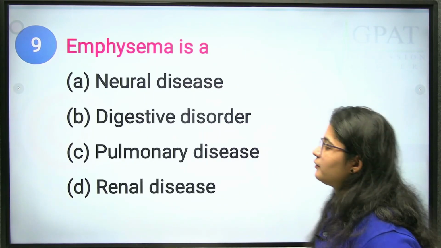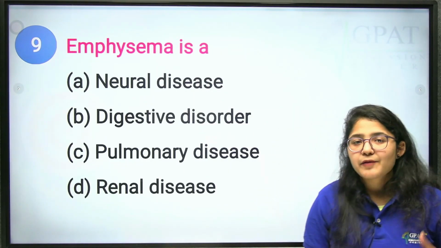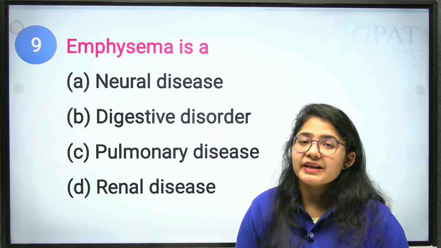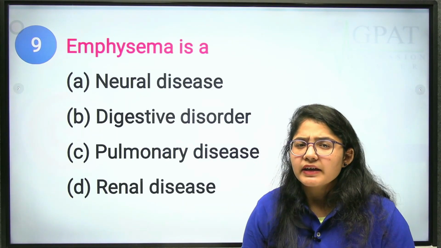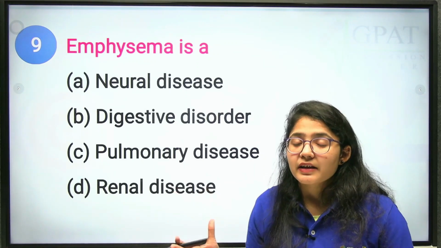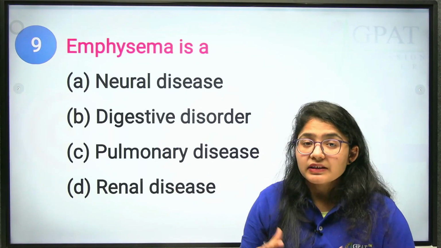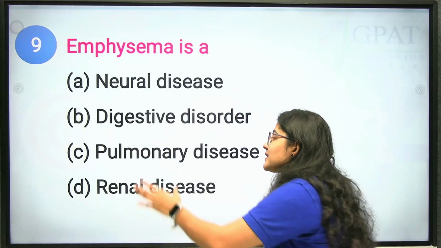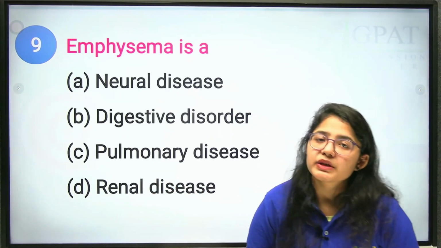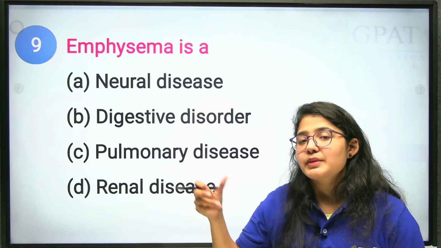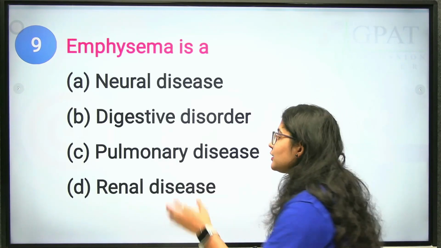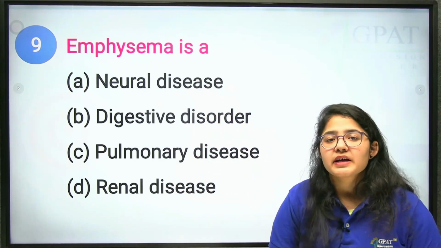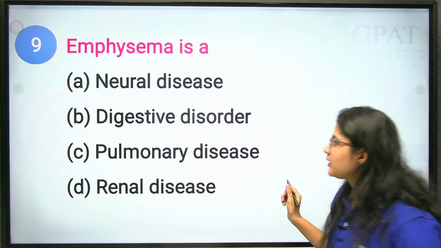Emphysema is which type of disease? Emphysema means, I think you have seen in ads, someone is very rigorously coughing and inhaling air in a large amount. The lungs are not functioning properly. So that is a disease of the pulmonary system. Pulmonary also refers to the lungs. Clear? So pulmonary disease is the category of emphysema. Clear? Next question.